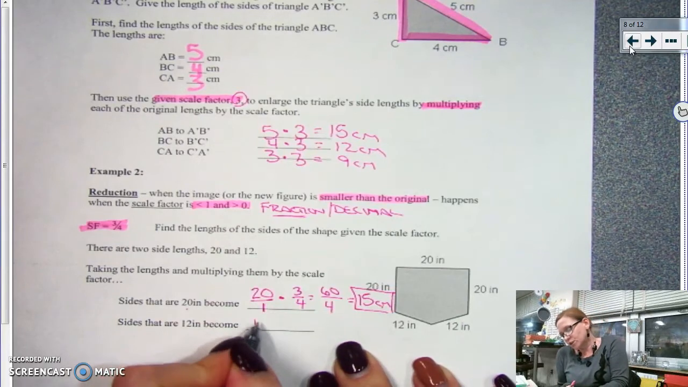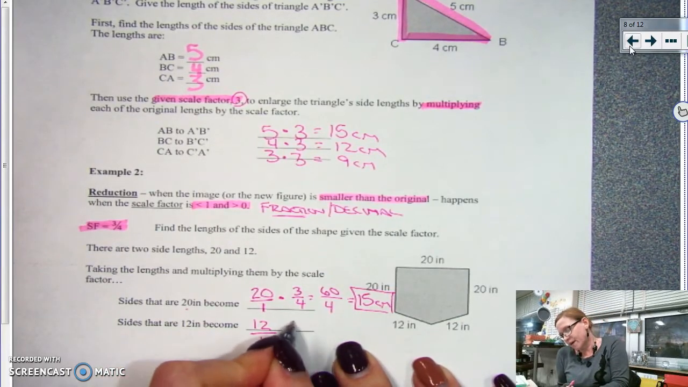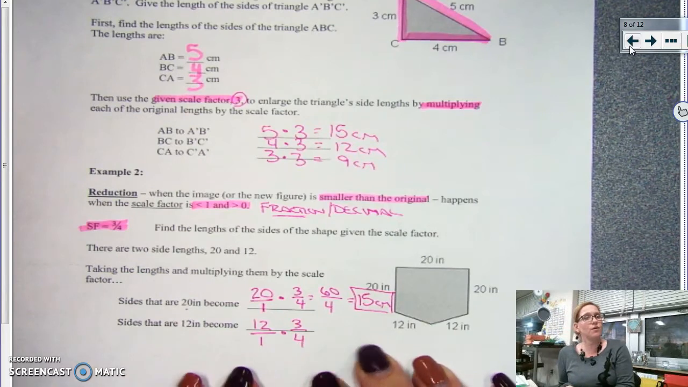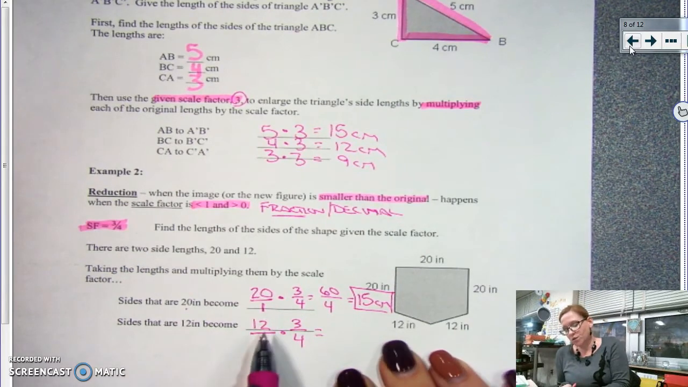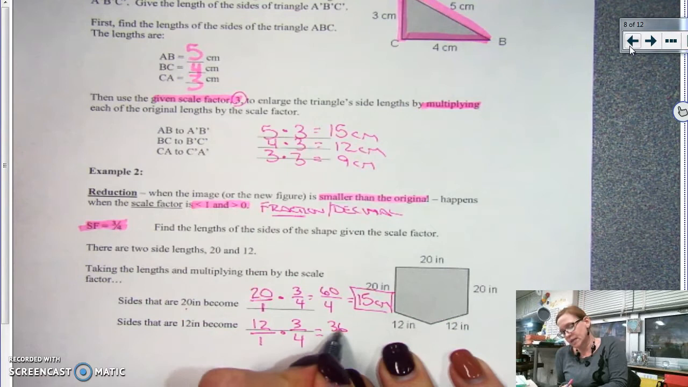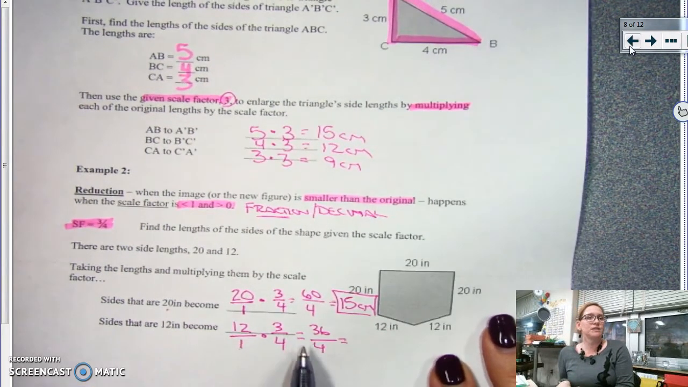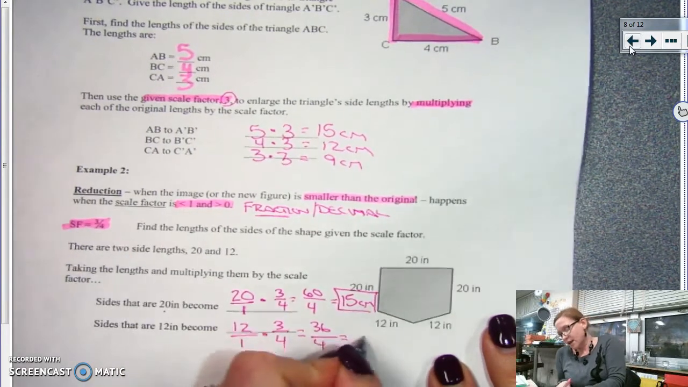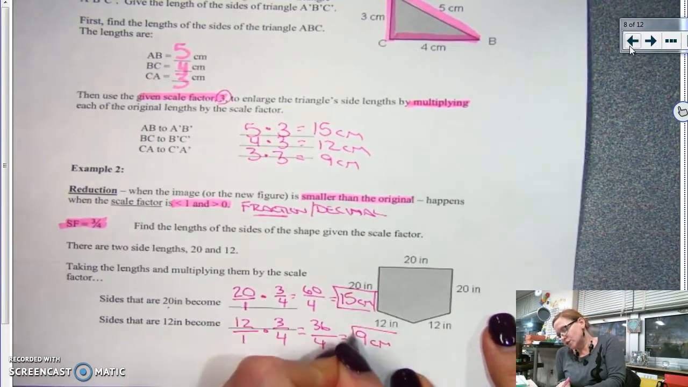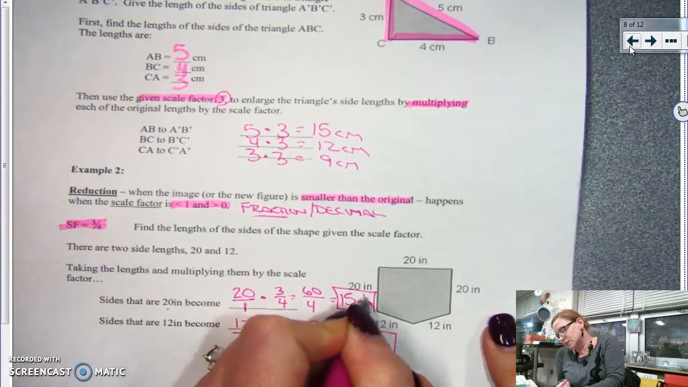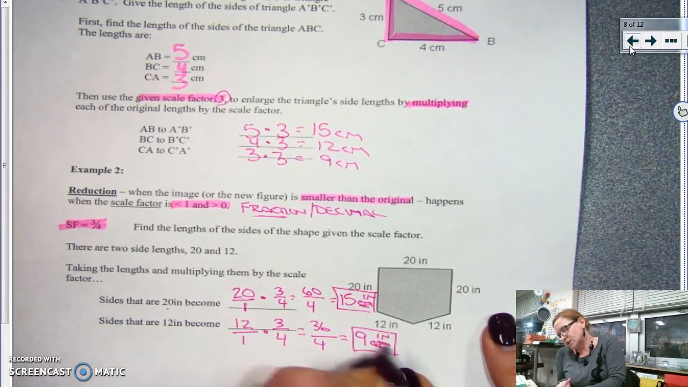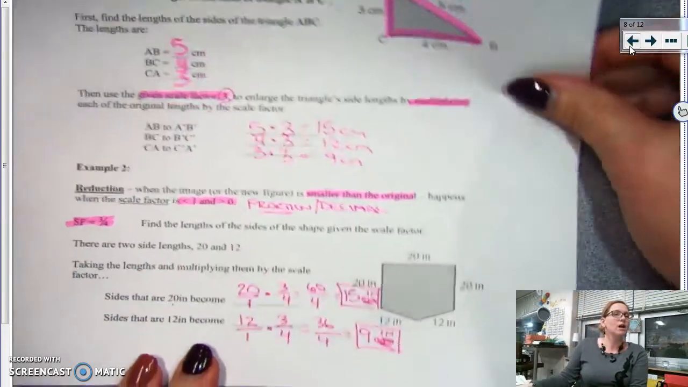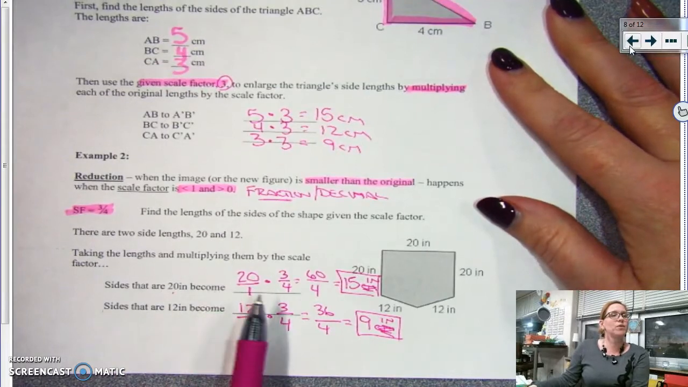So 12, this would be 12 over 1. Multiply that by my scale factor, 3/4. Multiply going across. 12 times 3 is 36. 1 times 4 is 4. And then finally I'm left with 36 divided by 4, and that equals 9. So the 12 inches, oh, I'm sorry, these should be inches, not centimeters. Get your dimensions straight, Mrs. Meyer. All right, so that is how you would apply scale factor.